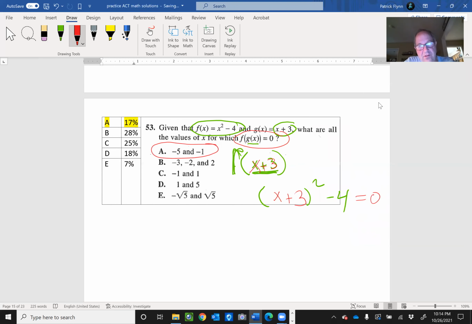You also, if you have a calculator there and you need one, okay, and it's ACT, you need one, you can also get it by plugging numbers in, right? Like I could plug a -5 in for the x and see if we do get a 0 answer. So that's the stuff you want to think about.